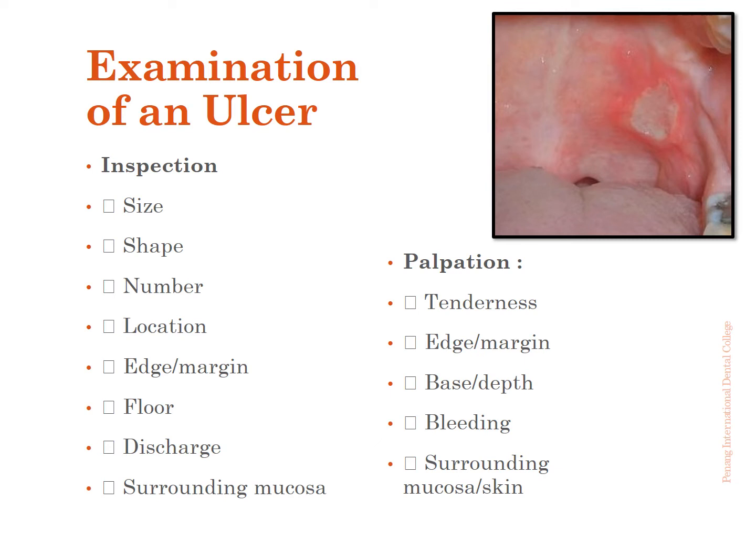When you palpate the ulcers, the most important things in the oral cavity that you would be able to ascertain would be the tenderness primarily, the edge or the margin, and the base or the depth of the ulcer. Again, in the oral cavity, many a time the ulcers are shallow. Of course, if there is bleeding induced in the surrounding mucosa, and if there are ulcers on the skin as well, then it's important to make a note.